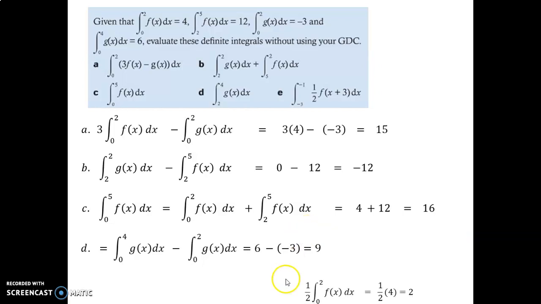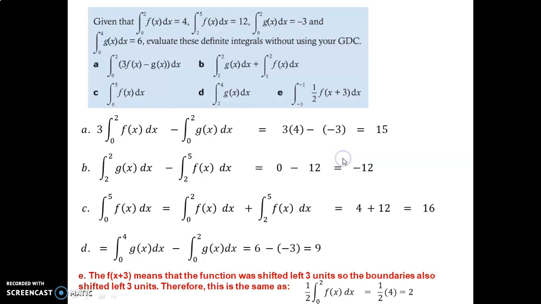Okay, in E, first of all, the half can be taken out. So the half jumped out here, and then we have now just f of x. It's important to note what happened with my boundaries here. The f of x plus 3 means, by transformations, that the function was shifted 3 units left. So this function is 3 units left of the f of x function. So imagine it going 3 units left.